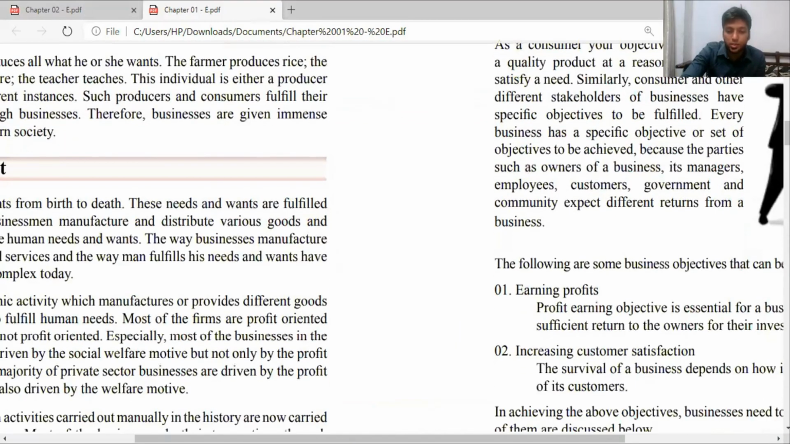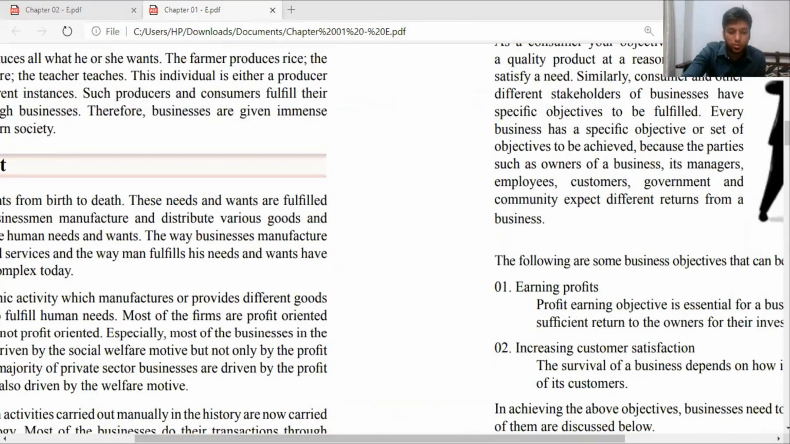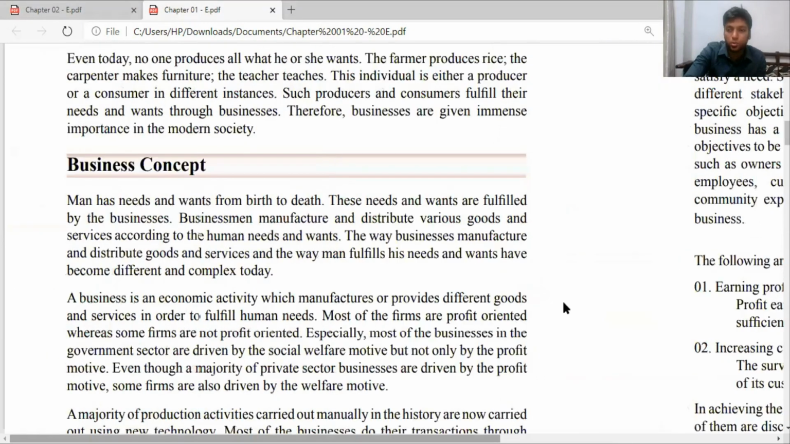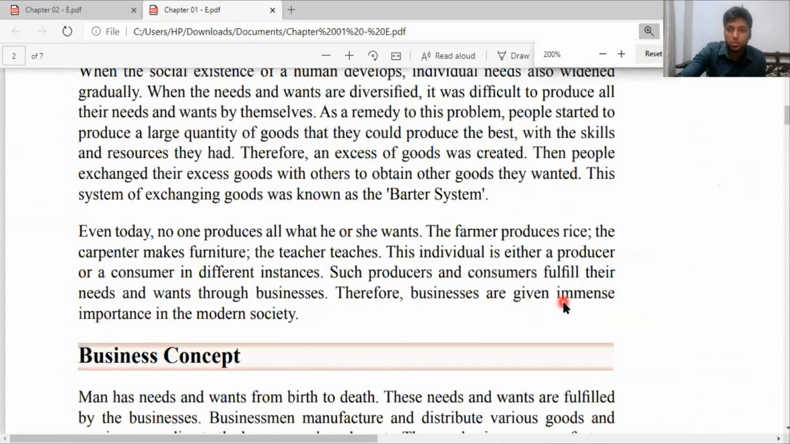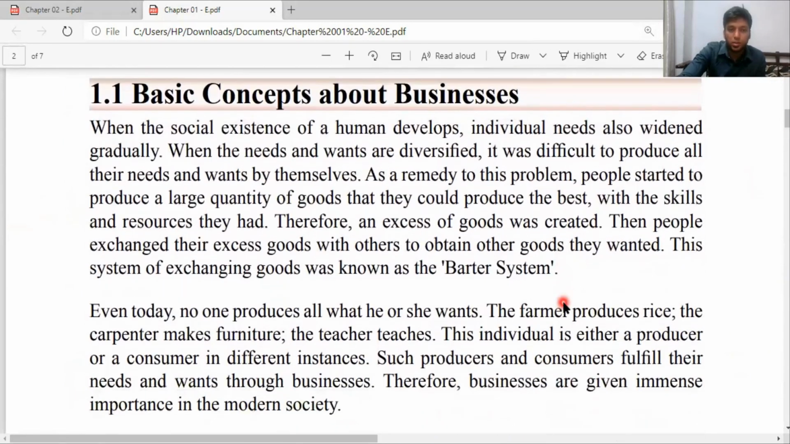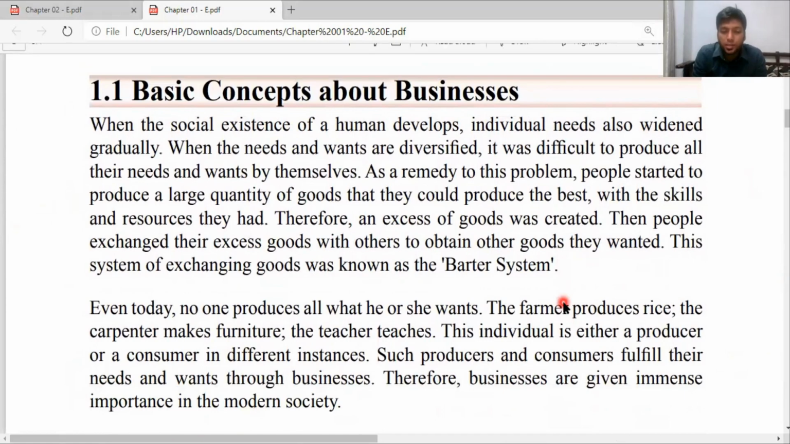So what is business is the first question. Many people have this question, what is business? So I'm going to explain it to you. Here you might see what is business. A business is about satisfying the needs of the people, right? Satisfying the needs of the people, and it is also going to satisfy their wants.